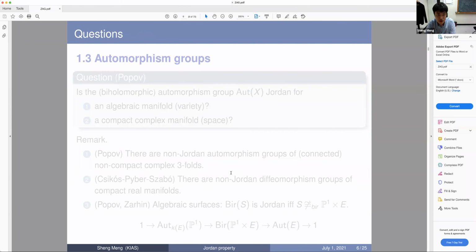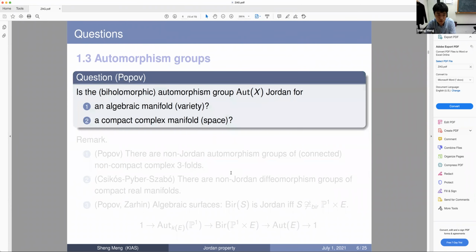Okay. So now let's come to our question, which was asked by Popov. Today we will mainly study these two questions. First, is the biholomorphic or automorphism group Aut(X) Jordan or not for an algebraic manifold, an algebraic variety? Second, the same for a compact complex manifold, or in the singular case, a compact complex space.